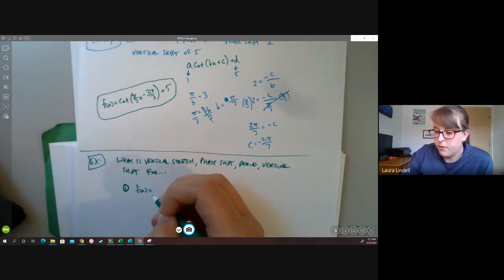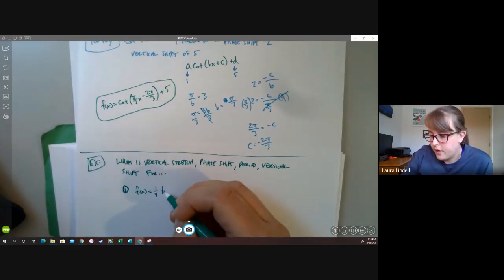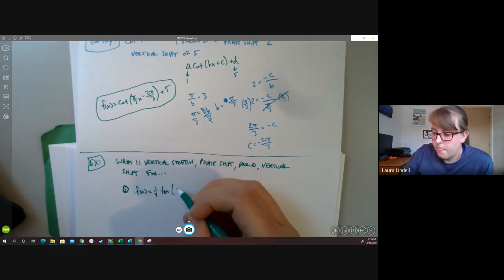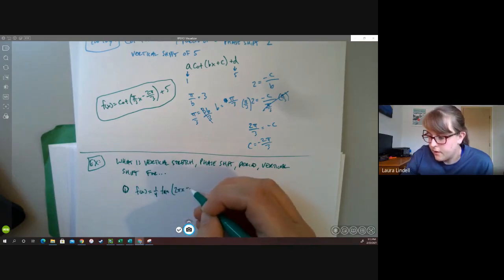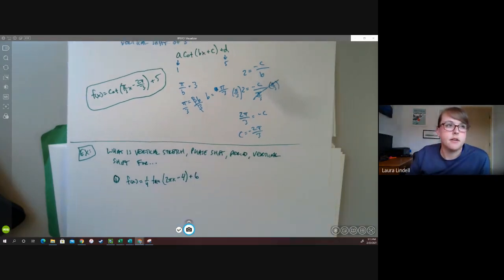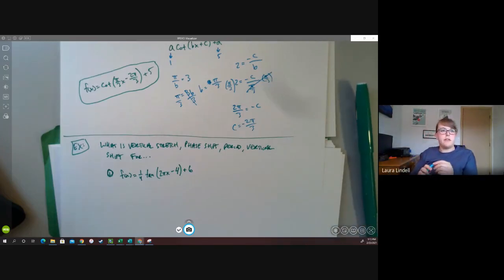So the first one, we're going to have f of x equals 1/4 tangent of 2 pi x minus 4 plus 6. We want to know all those things: vertical stretch, phase shift, period, vertical shift for this function.